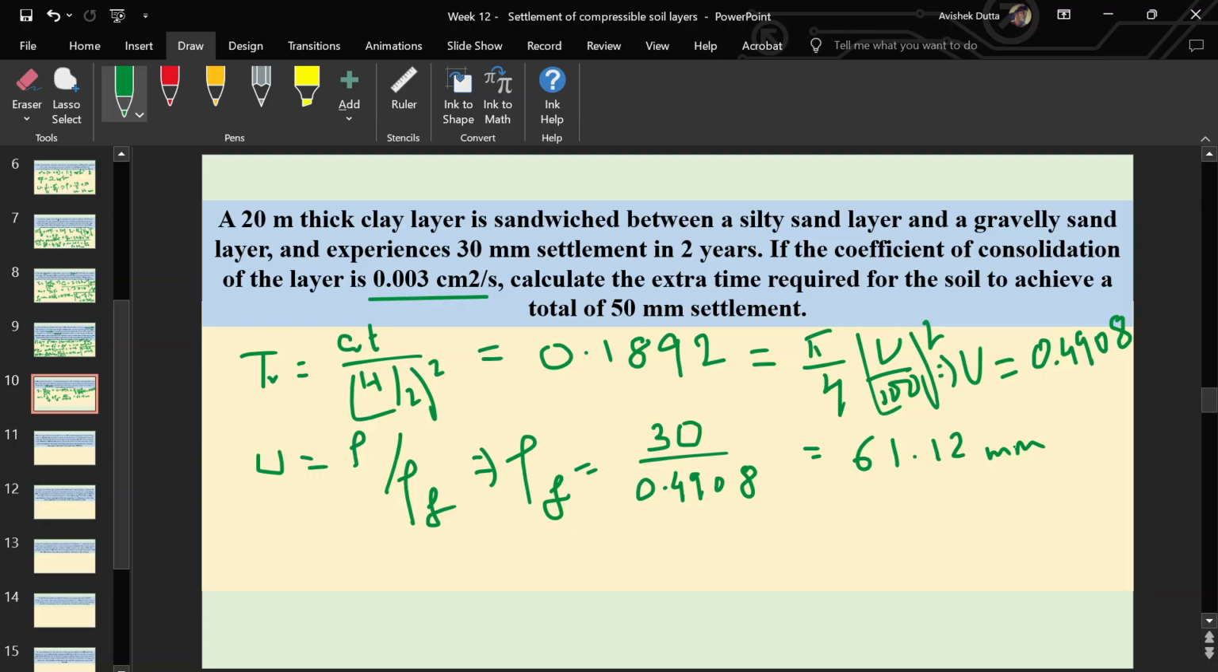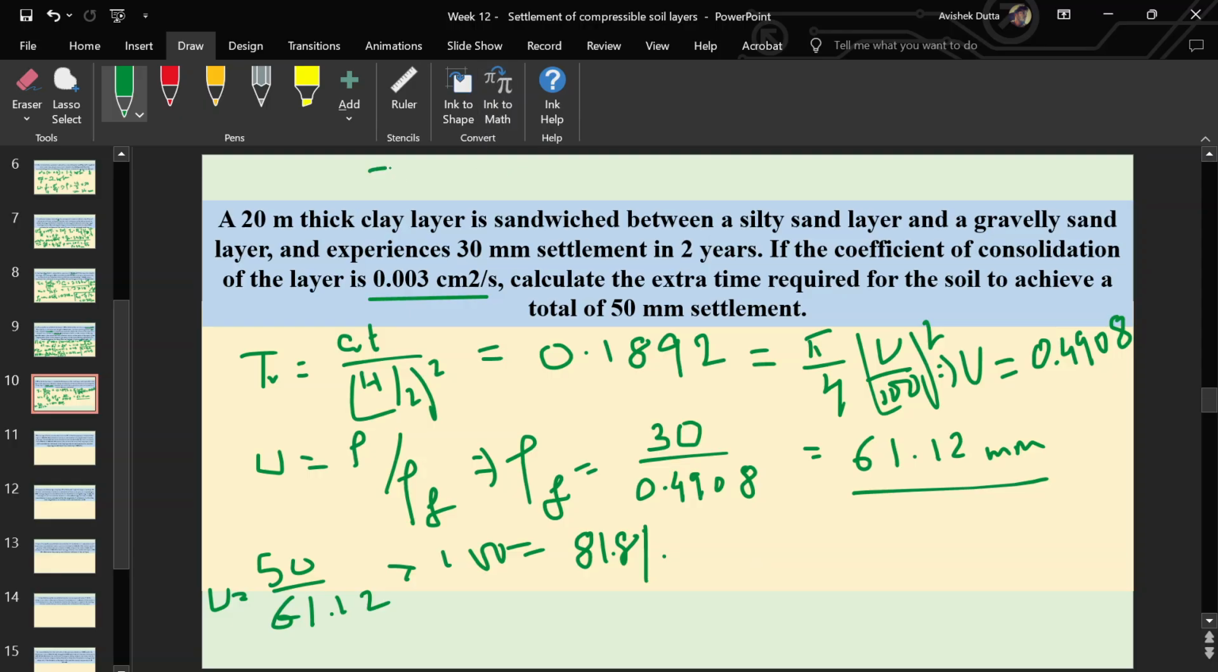Now we have been told to find out for 50 mm settlement how much time is needed. So first of all, we will see that for 50 mm settlement, what is the degree of consolidation. That is 50 divided by the final, 61.12, into 100, we get approximately 81.8%.